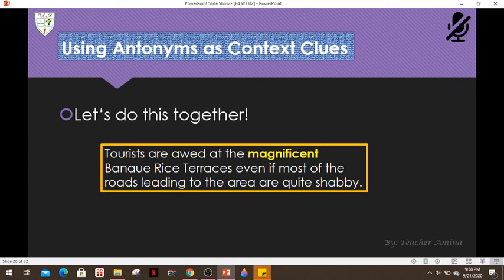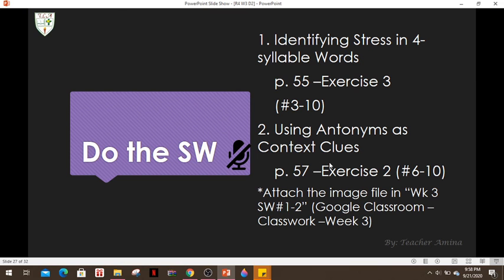The next sentence is: tourists are awed at the magnificent Banawi rice terraces, even if most of the roads leading to the area are quite shabby. Our context clue here is even. From even to the last word of the sentence, that is where we find the antonym of magnificent, which in the sentence is shabby.